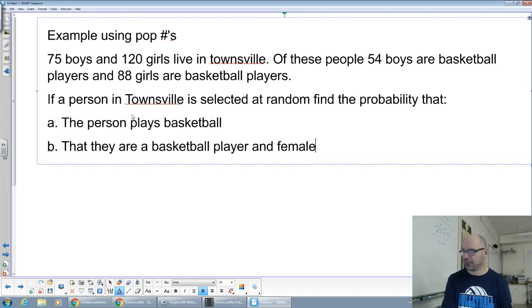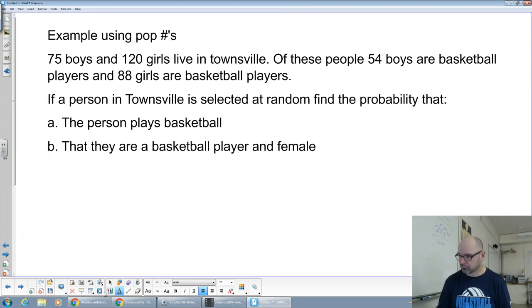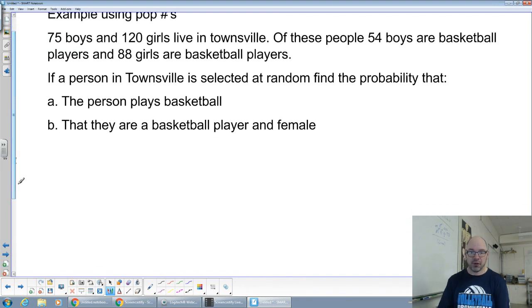Oh no, I had it right the first time. No, I got it right. That's good. I'm confusing myself already. Okay, so we're just going to be using numbers here. So we'll solve this one. Okay, so the first one's fairly easy. The person plays basketball. So we need the total outcomes.